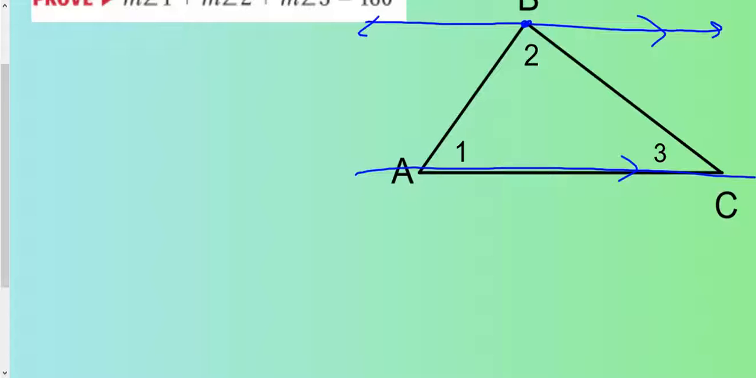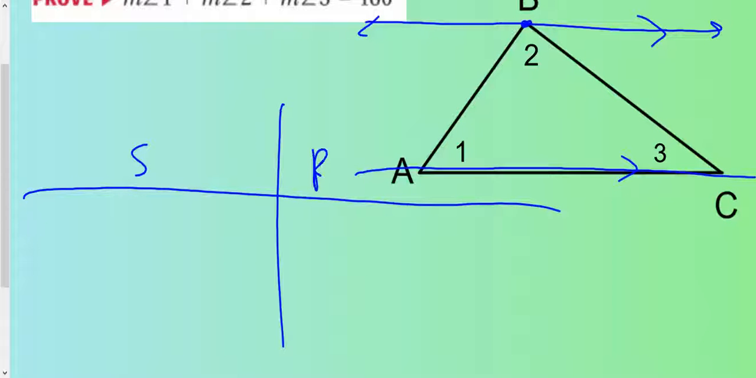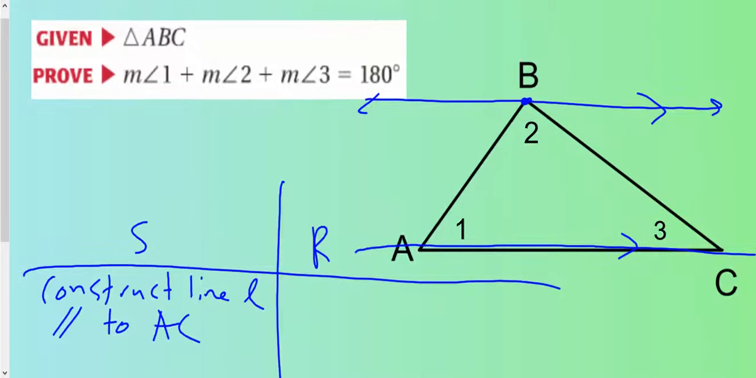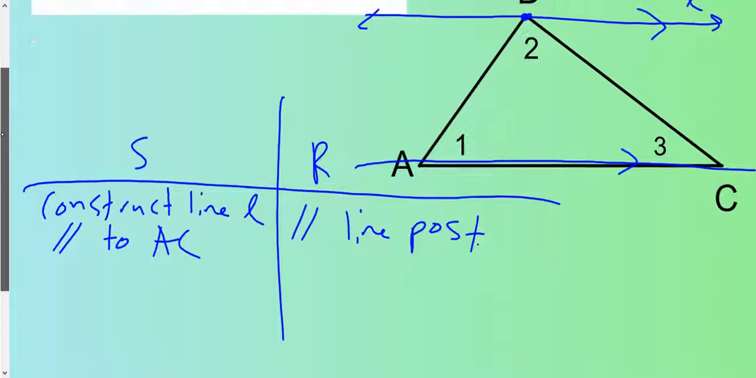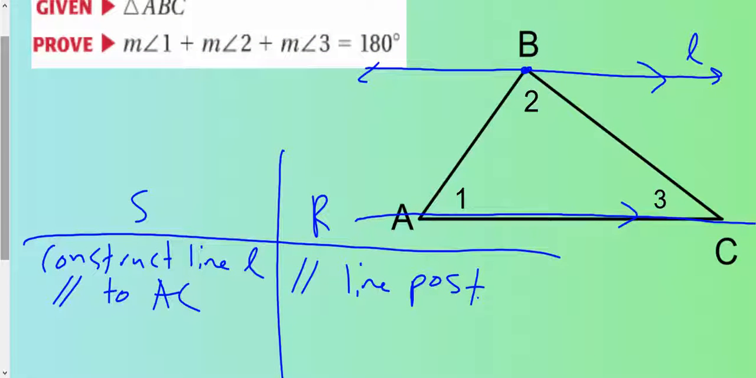And so it's kind of an odd first step. So construct line L, we'll call it L, parallel to AC. We'll call this line L here. And this is the parallel line postulate. This is not something that I would expect students to pick up on their own. But now that you know it, hopefully it makes sense. And then that creates two new angles. I'm going to call them angles 4 and 5.